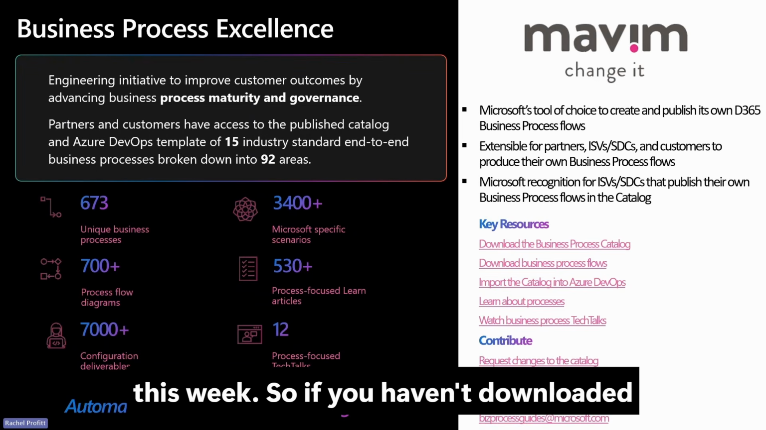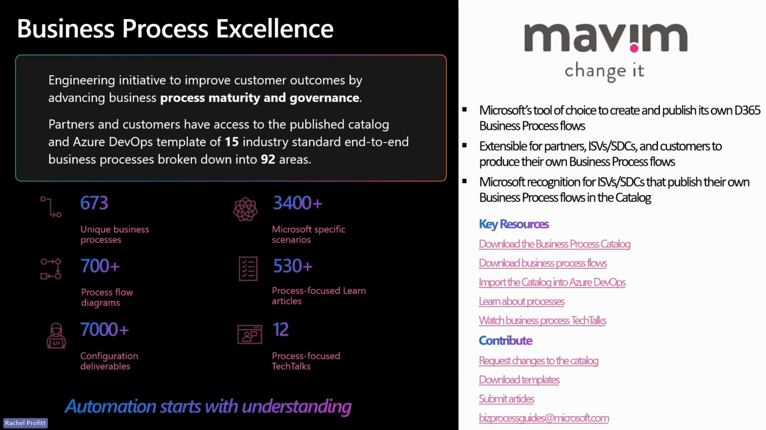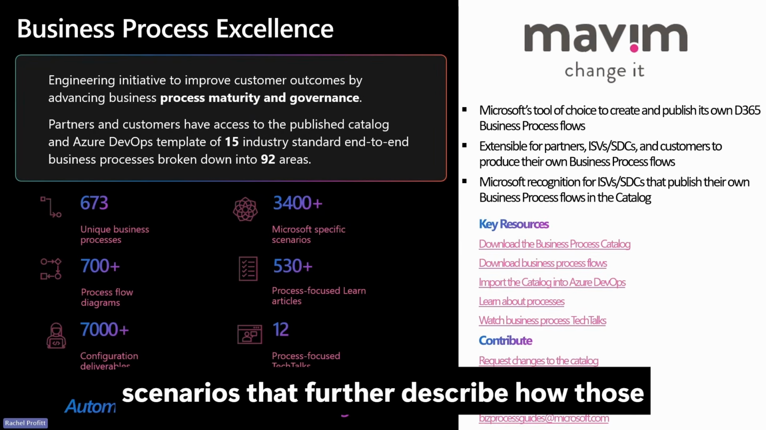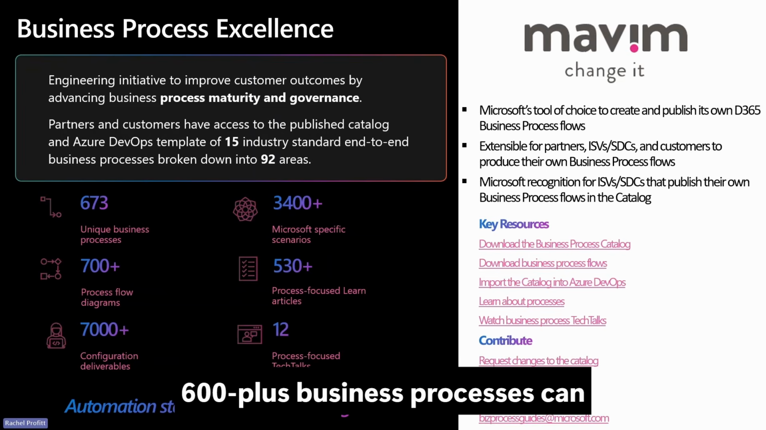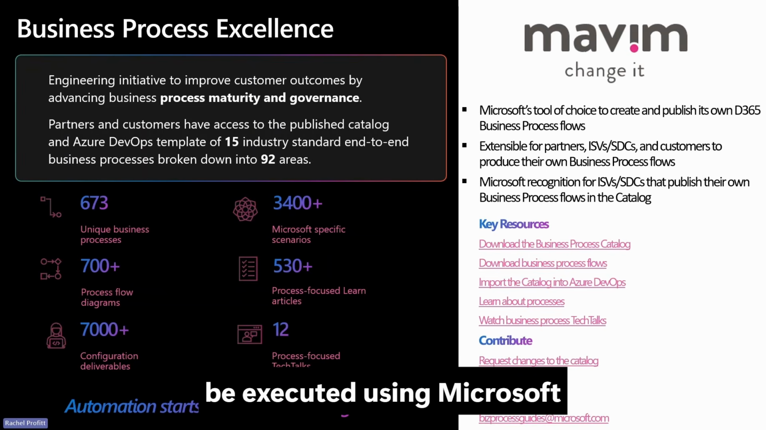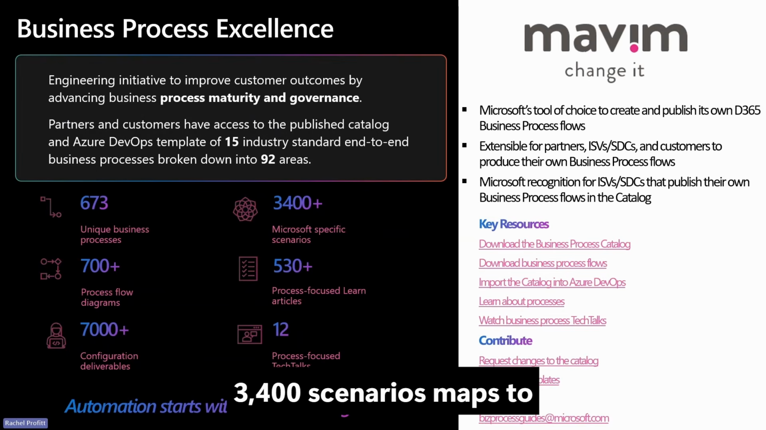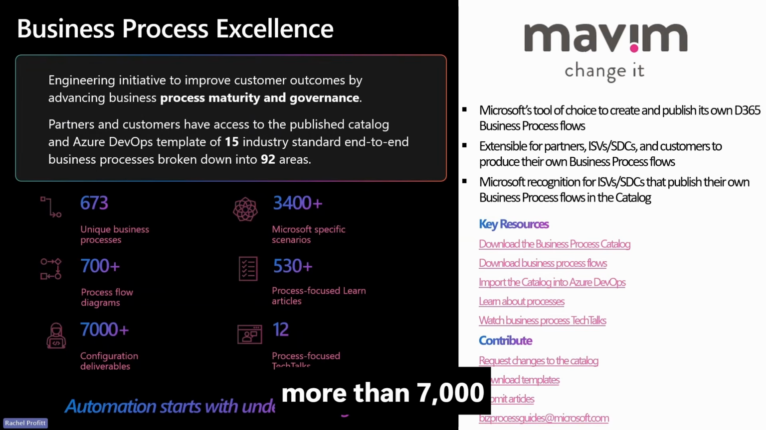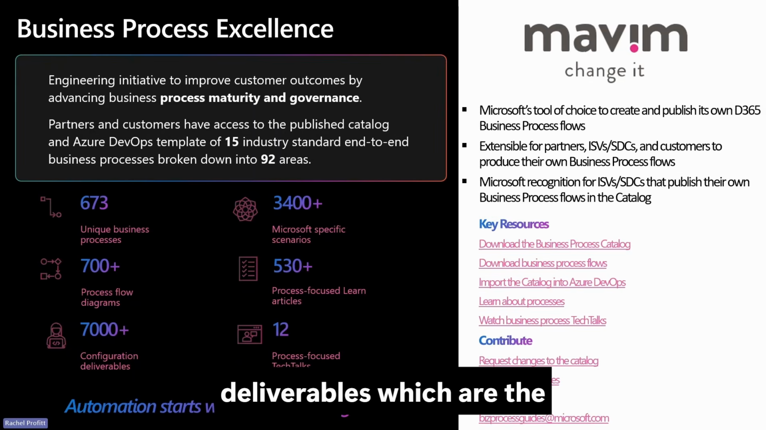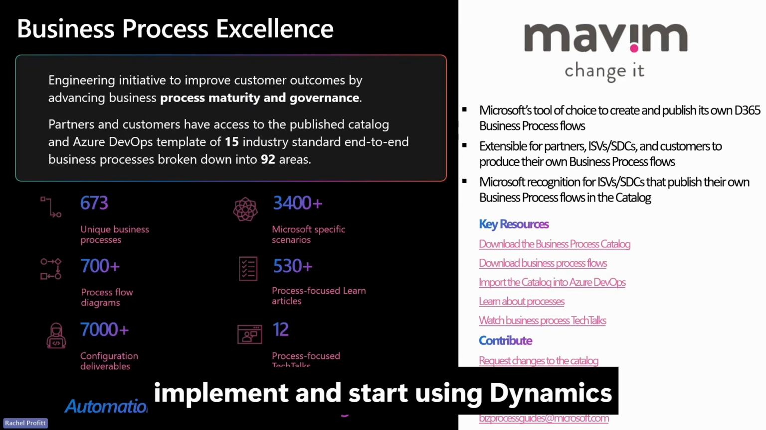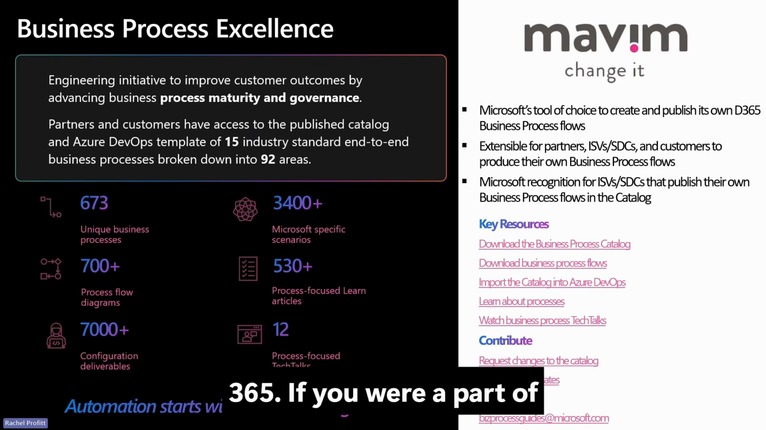So if you haven't downloaded it, we encourage you to do so. And the March release of our catalog includes more than 3,400 Microsoft-specific scenarios that further describe how those 600 plus business processes can be executed using Microsoft technologies. And each of those 3,400 scenarios maps to more than 7,000 deliverables, which are the artifacts and the things that must be executed by project teams to actually implement and start using Dynamics 365.